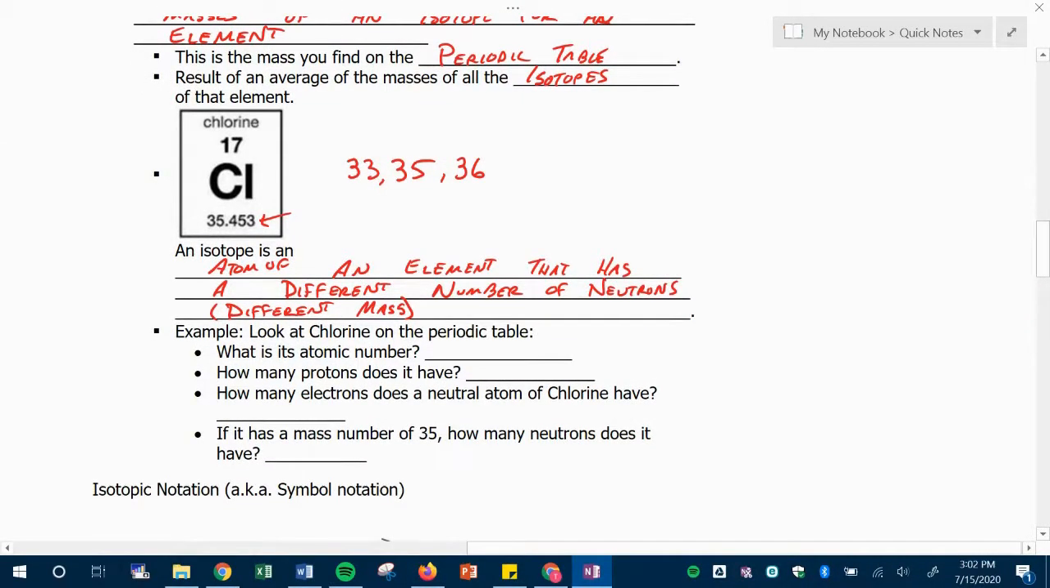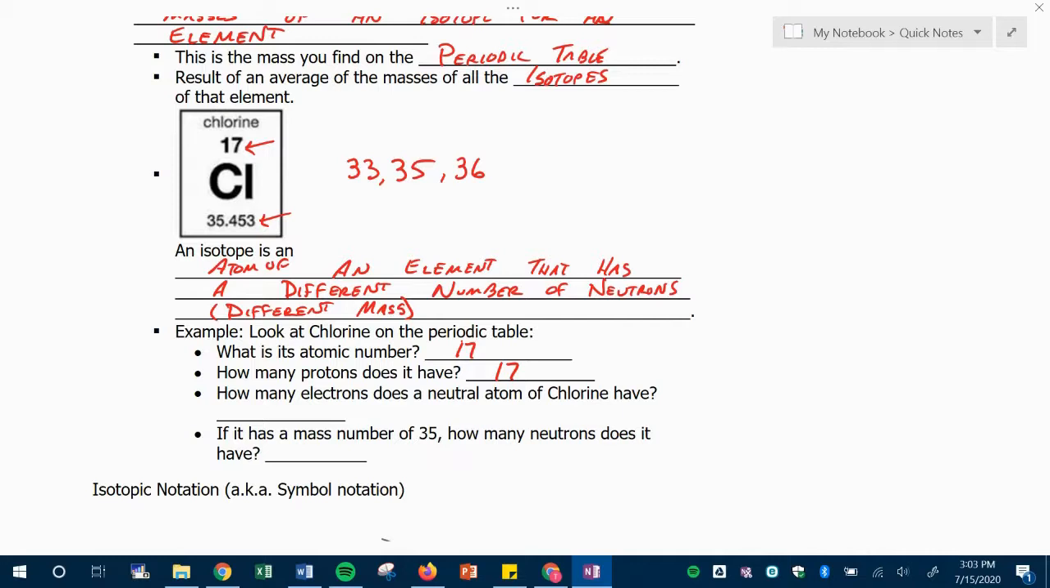What's the atomic number? 17. Remember, that's this number on top. How many protons does it have? Remember, protons match the atomic number, so it's 17. Then we have, how many electrons does a neutral atom of chlorine have?